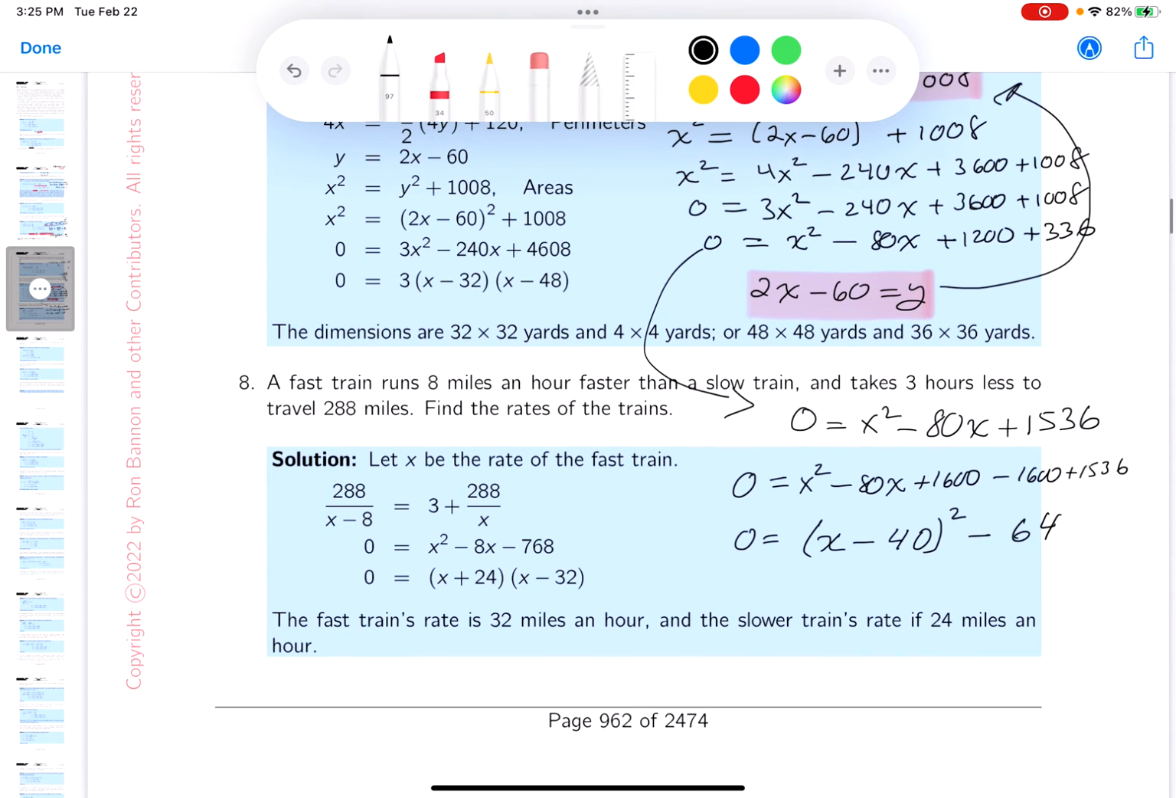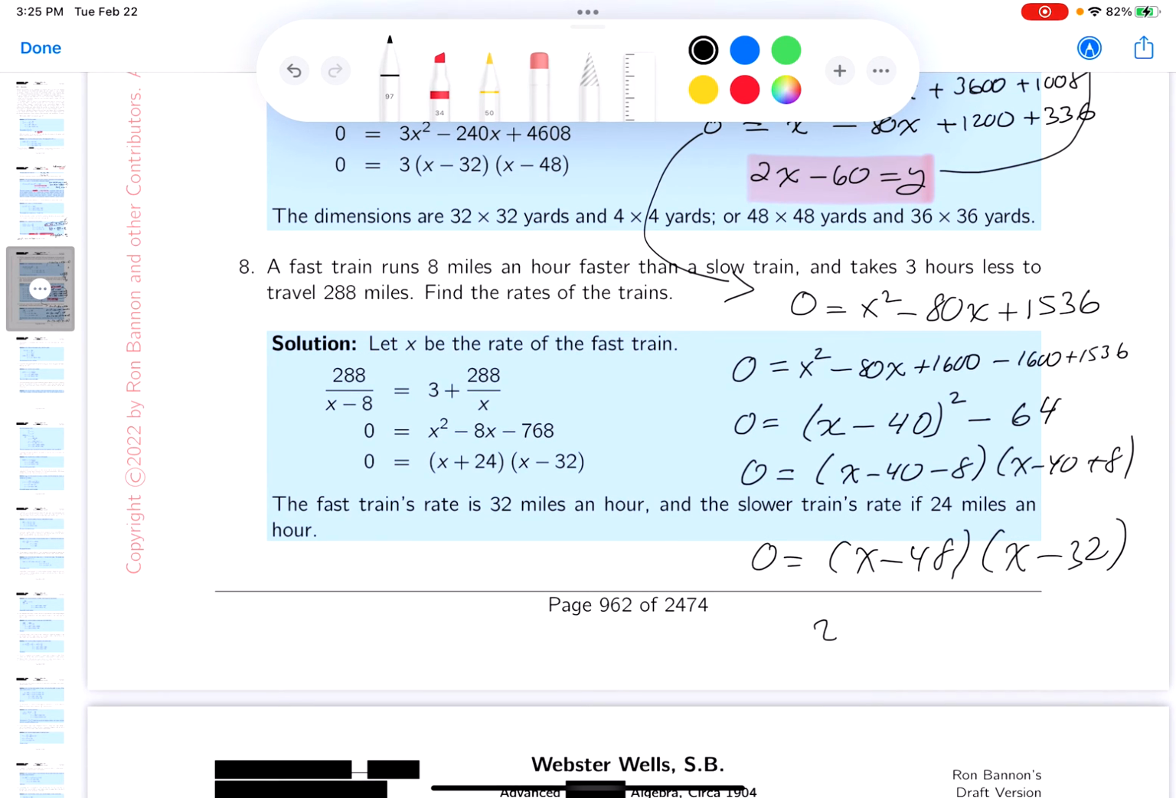Well, what do I see now? I see perfect squares: x minus 40 minus 8 and x minus 40 plus 8. What does this give me? 0 equals x minus 48, and the other one, x minus 32. So I get two answers over here. X equals 48 or x equals 32.